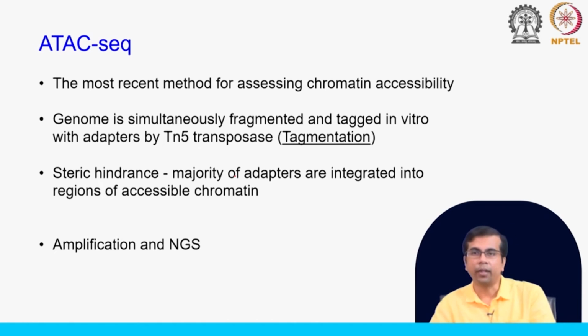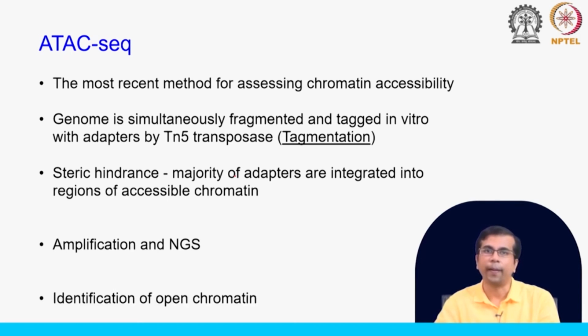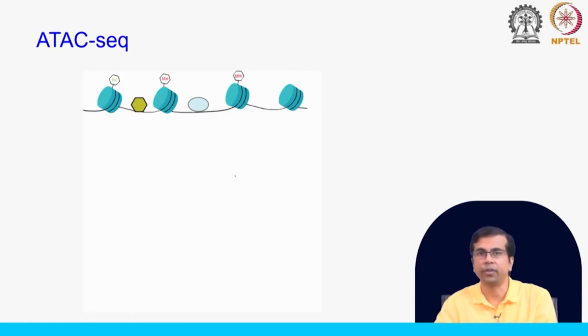Then we can amplify these regions that contain adapters. We can use the adapter sequence as primer binding site, amplify these fragments and sequence using NGS. This then identifies the open chromatin regions, as we have just seen, because the integration of adapters will happen only in the open or accessible regions.